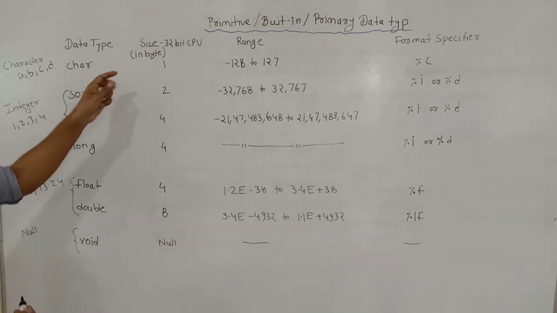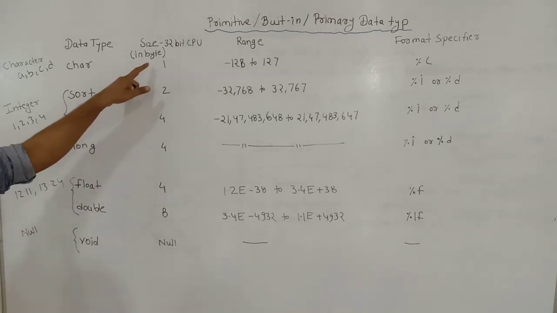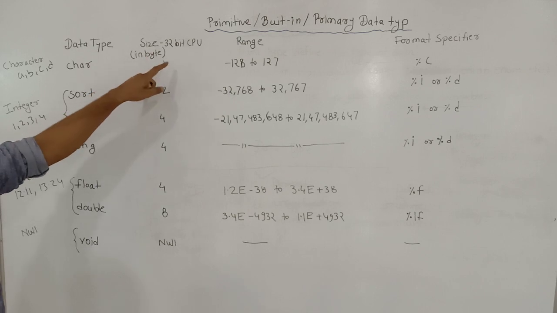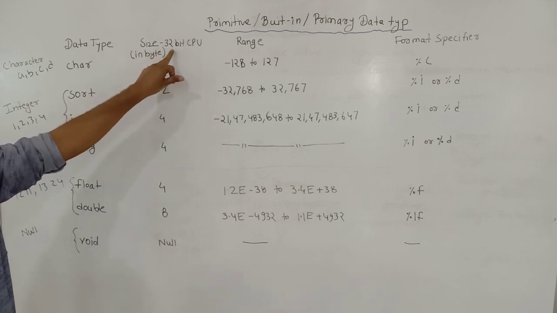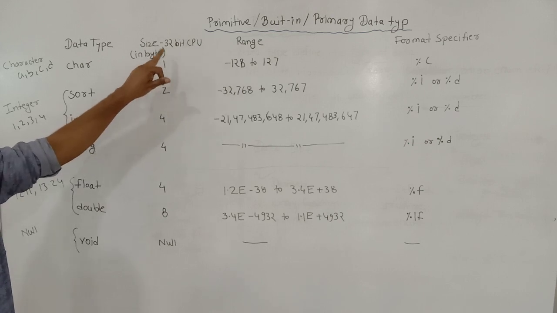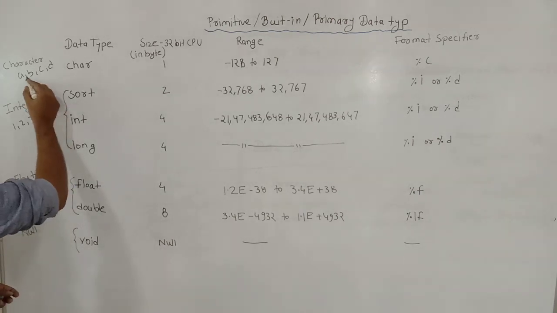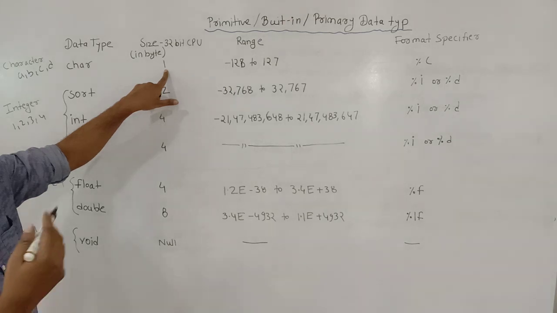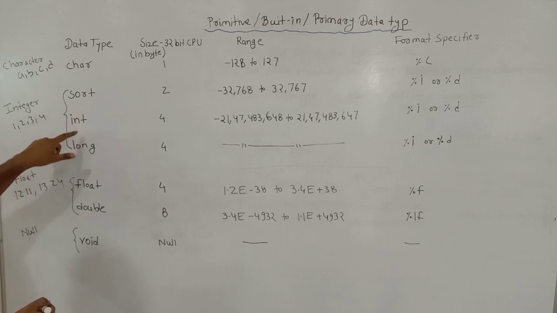And here we can see the size of data types. This size is for a 32-bit CPU, and this size can vary if you are using another CPU, for example, it can vary for a 64-bit CPU or a 128-bit CPU. So next, what is character data? It will occupy 1 byte in our memory. And next is integer data. There are three types of integer data type: short, int and long.